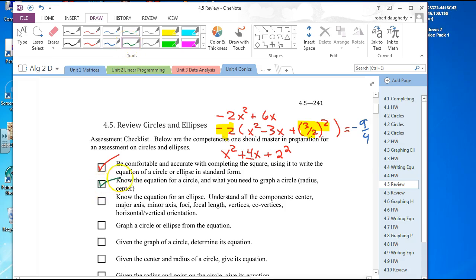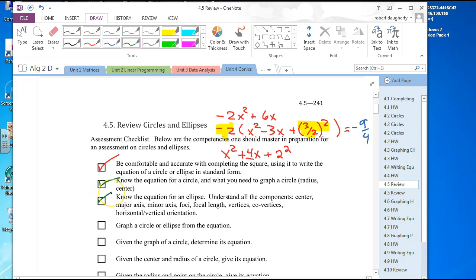Equation of a circle. You know that equation, what you need to graph it. Other things, if I give you a circle, you give me the equation. If I give you the radius and a point on the circle, or if I give you the endpoints of the diameter, be very comfortable. Different scenarios I give you, and you come up with the equation of the circle.